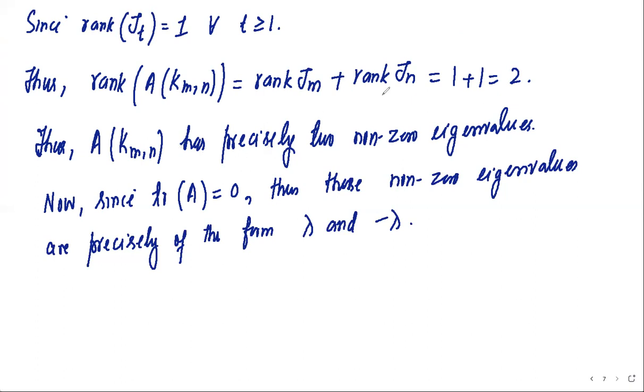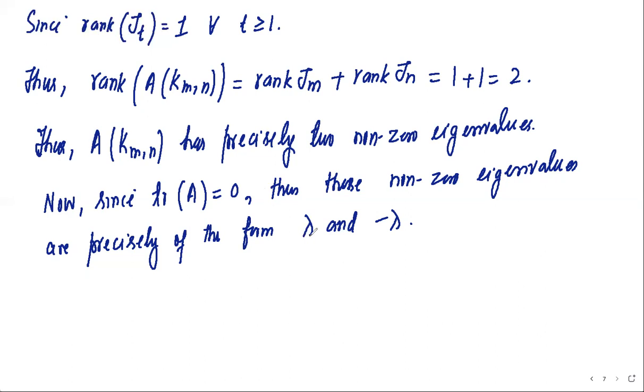But since the rank of the adjacency matrix of Kmn is equal to 2, it has precisely 2 non-zero eigenvalues. But now, since the sum of all the eigenvalues must be equal to 0, these two non-zero eigenvalues must have the form lambda and minus lambda. So they must be the negatives of each other. So therefore, we have two non-zero eigenvalues for this Kmn. And in fact, we have completed showing that it has 0 as its eigenvalue taken m plus n minus 2 times.